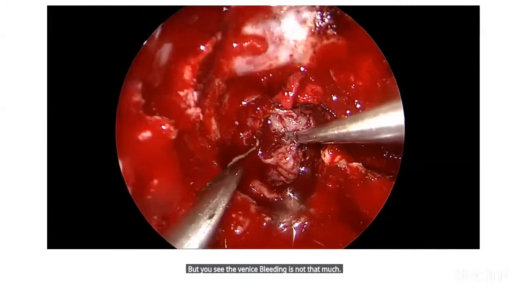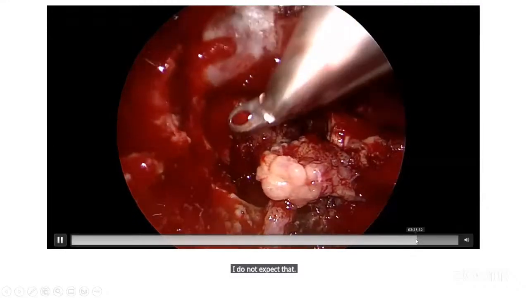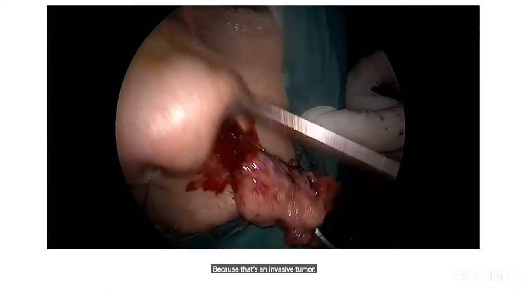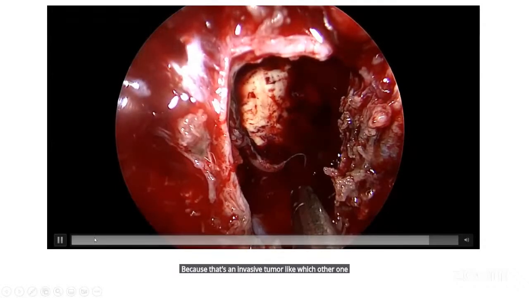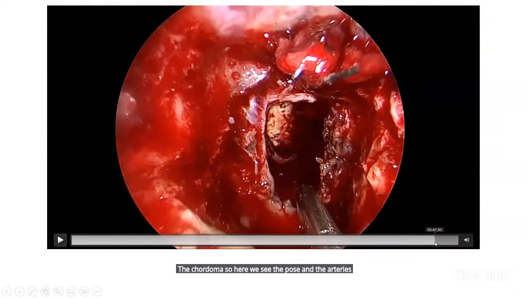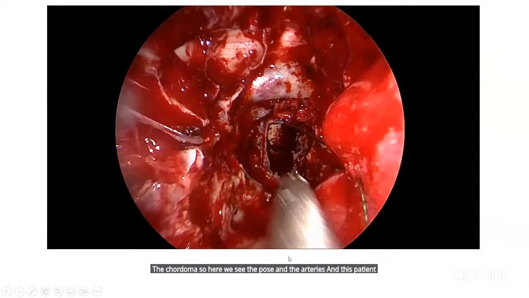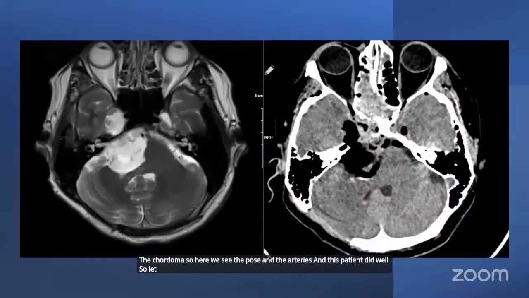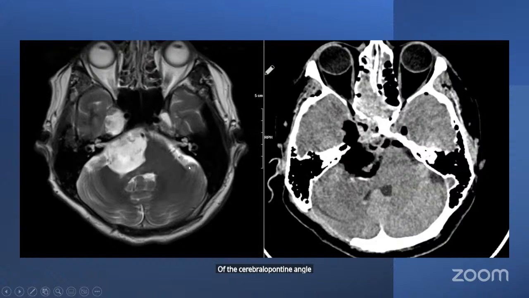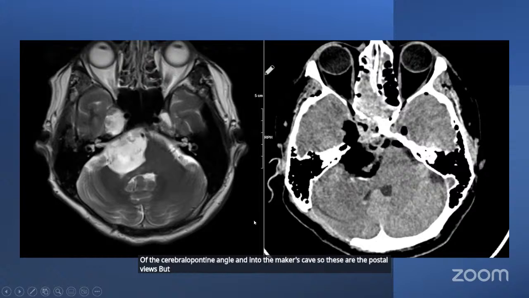I do not expect that, because that's an invasive tumor, like the chordoma. So here we see the pons and the arteries, and this patient did well. So let's go to the other case. This case is an epidermoid tumor of the cerebellopontine angle and into Meckel's cave. So these are the postal views, but this is not an invasive tumor like a meningioma or chordoma.